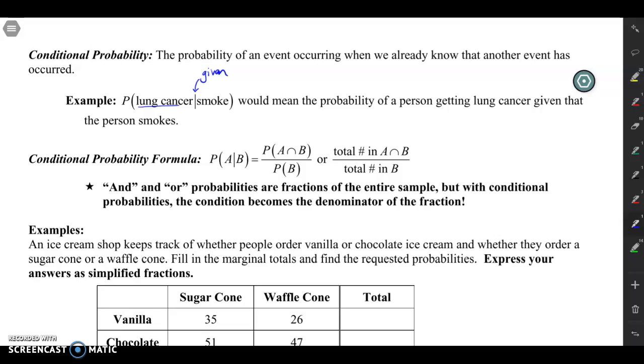The formula for this is, if we're trying to find the probability of an event A occurring given that event B has already occurred, it is going to be a fraction, and the numerator of your fraction is the probability of A intersect B, which means where's the overlap between A and B. And then you're going to divide that by the probability of being in group B. So basically you're looking at the total number of individuals in the overlap between A and B, and then divide that by the total number of individuals in group B. So let's do an example.